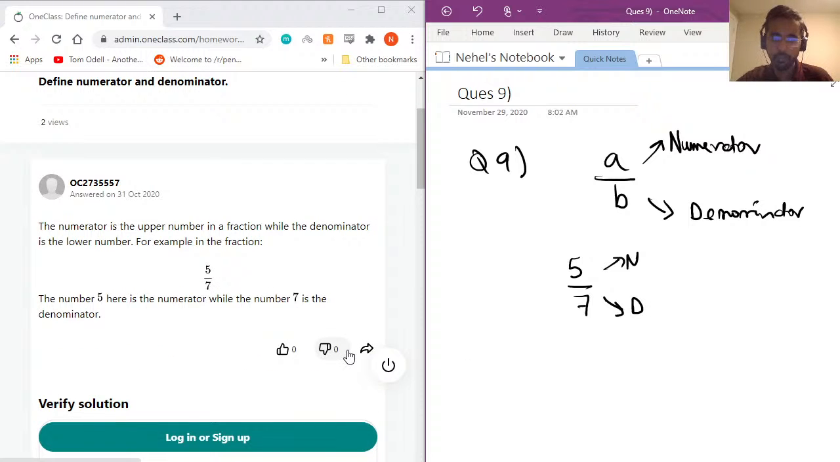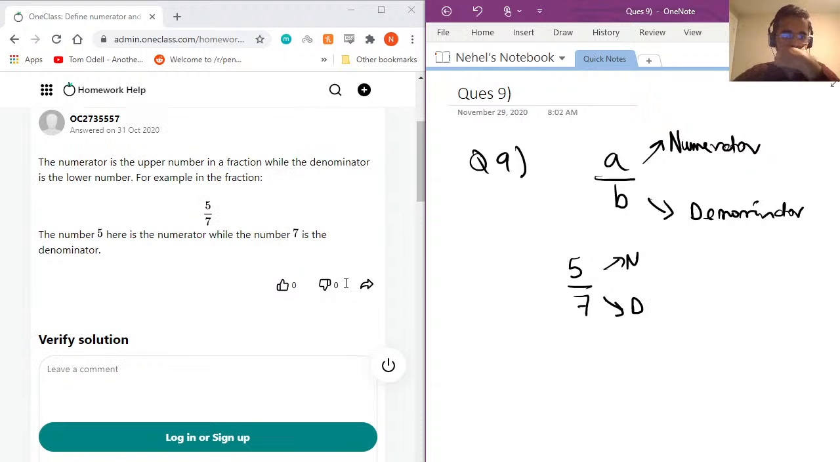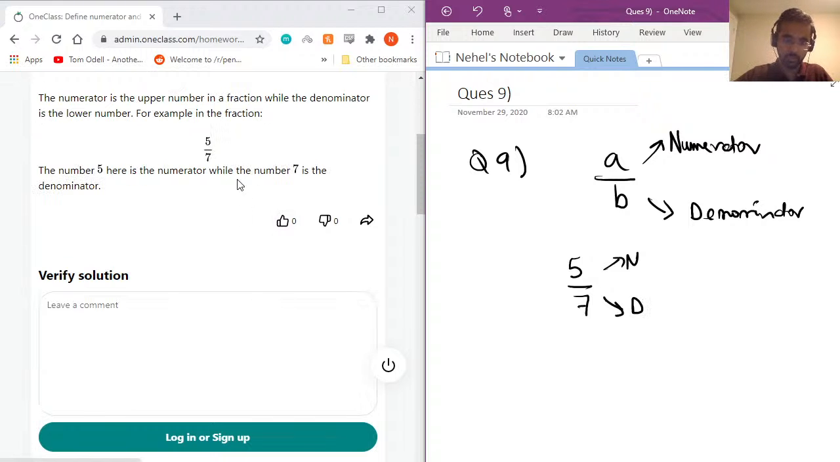So the definition would be that the numerator is the upper term in a fraction, and the term below the fraction is called the denominator. So the numerator is the upper number in a fraction, while the denominator is the lower number. For example, in the fraction 5 over 7, the number 5 is the numerator, while the number 7 is the denominator. So this is correct.